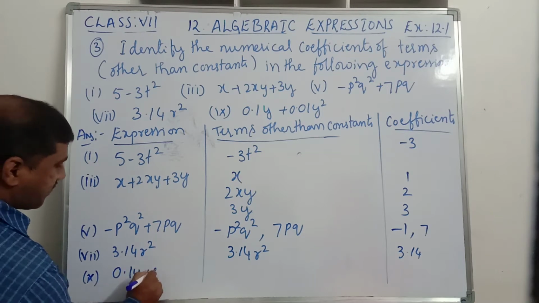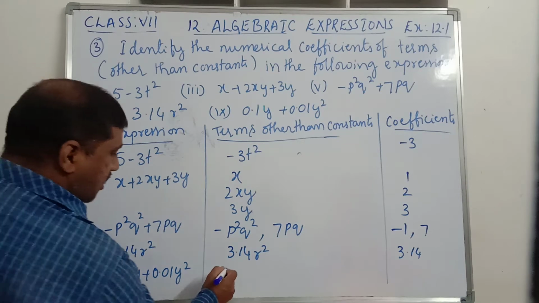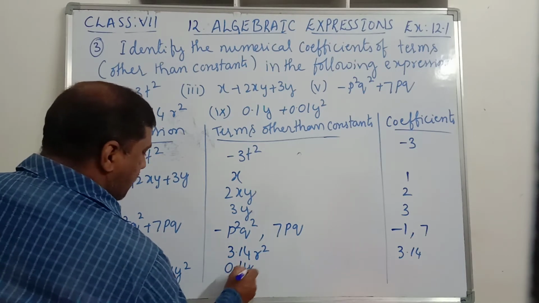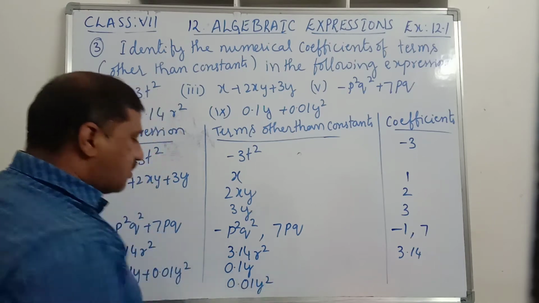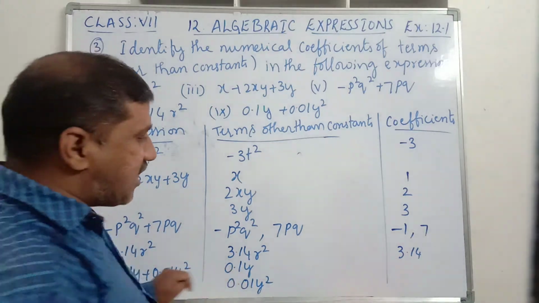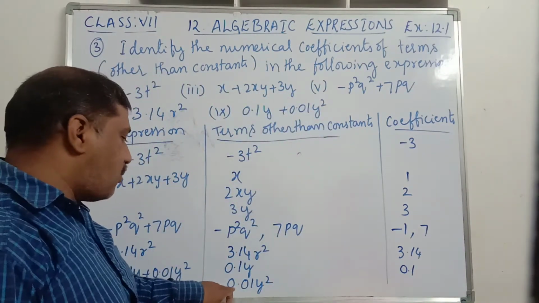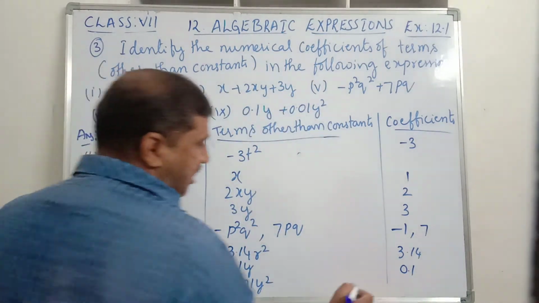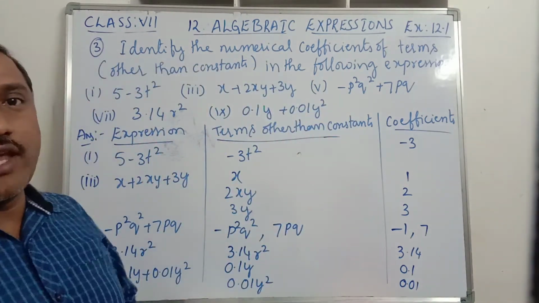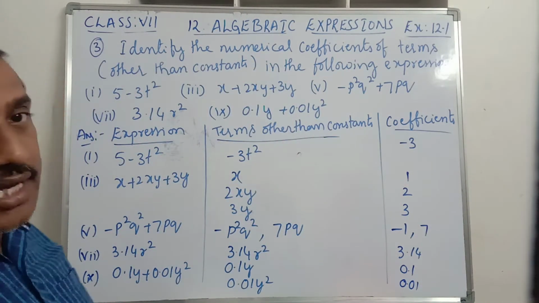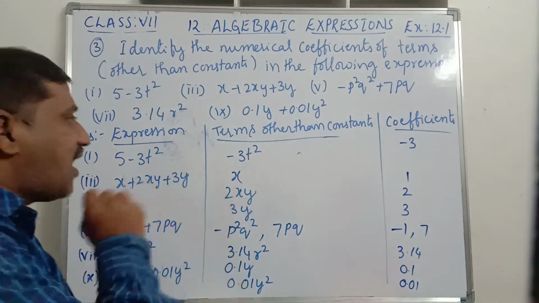Next, the ninth question. 0.1y plus 0.01 y square. So what are the terms? 0.1 y, and the other term is 0.01 y square. For 0.1 y, what is the coefficient? Yes, it is 0.1, and the coefficient of 0.01 y square will be 0.01. Like this, the numerical coefficients are nothing but the numerical factor of a term.